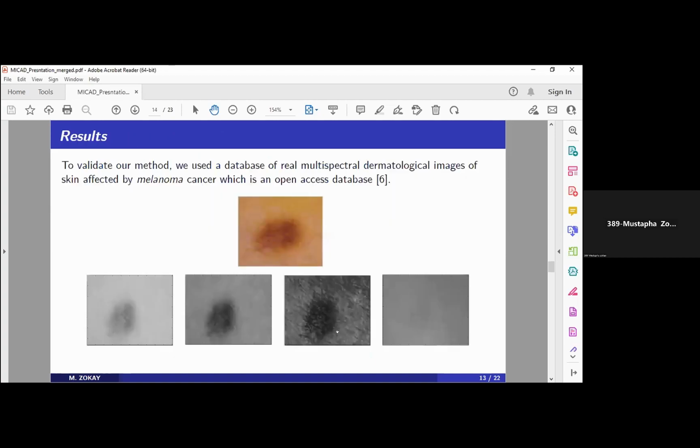So for the results, we use a database of real multispectral dermatological images of skin affected by melanoma cancer, which is an open access database. This database contains 30 multispectral images, and due to lack of space, we present only one image. On the top is the RGB color image, and on the bottom are the multispectral images at red, green, blue, and infrared.